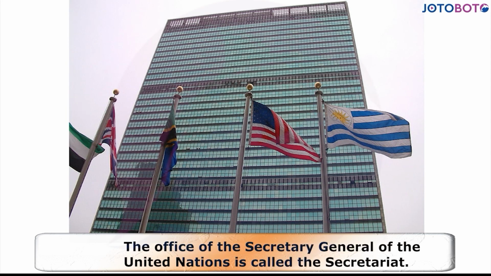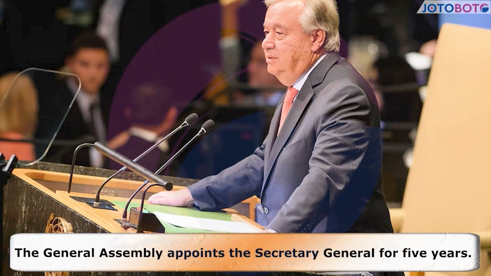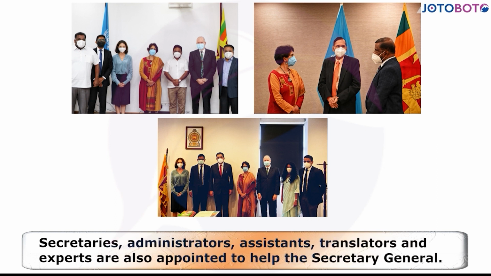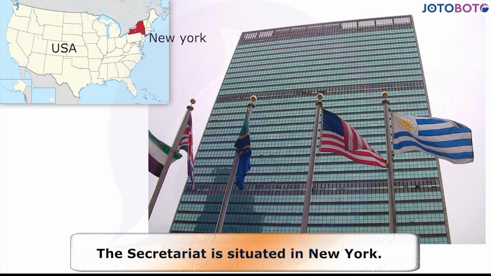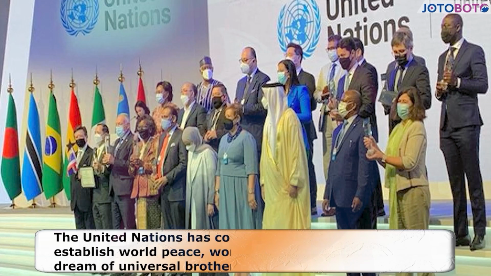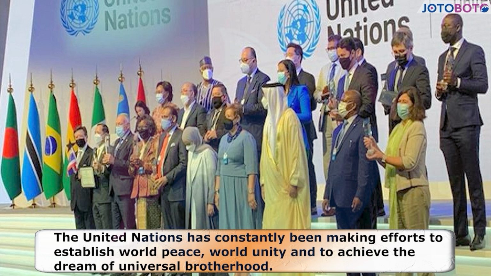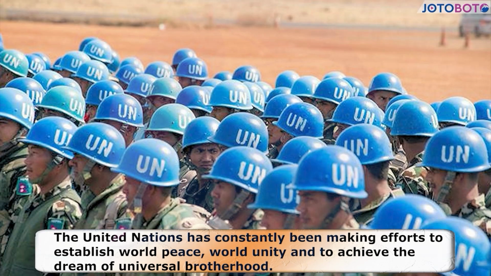Secretariat. The office of the Secretary General of the United Nations is called the Secretariat. The General Assembly appoints the Secretary General for 5 years. Secretaries, administrators, assistants, translators, and experts are also appointed to help the Secretary General. The Secretariat is situated in New York. The United Nations has constantly been making efforts to establish world peace, world unity, and to achieve the dream of universal brotherhood.